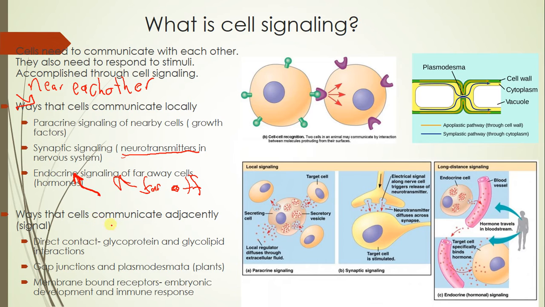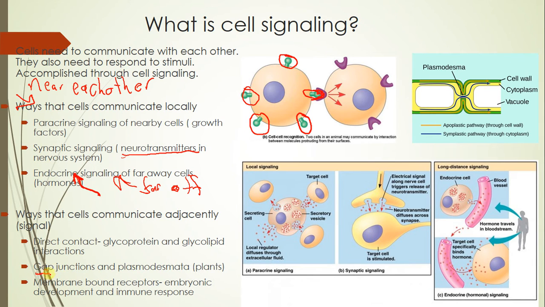Some ways that cells that are really close to each other, so adjacent to each other, communicate is via direct contact. Like in this picture, maybe these little balls represent glycoproteins or glycolipids that stick out of the extracellular matrix of one cell, and they might fit into these little receptors in a different cell next to it that tells the cell to do something. So in cell-to-cell recognition, signaling is important.